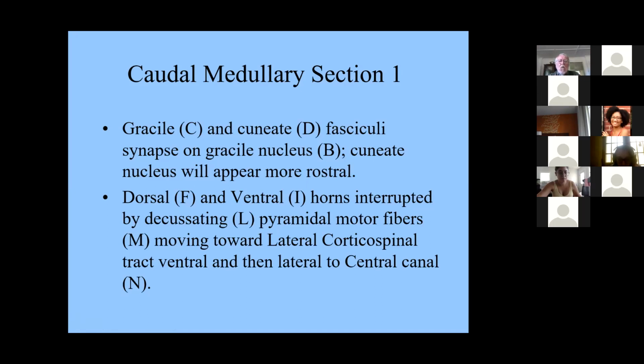So now, what you basically, again, are going to continue to see is that the dorsal horn labeled by F and the ventral horn labeled by I is going to be interrupted by these decussating pyramidal motor fibers, L, moving towards the lateral corticospinal tract, okay? And then we're also going to see, labeled in this section, the central canal.